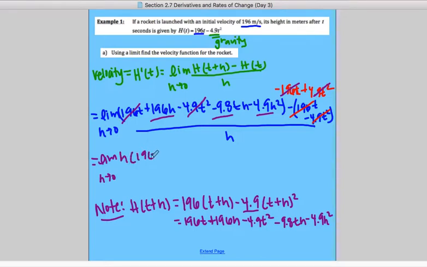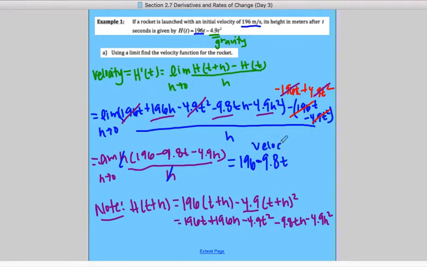So I have 196 minus 9.8t minus 4.9h all over h. Those h's will cancel. And now, since I've canceled out that h, I can plug in 0 for h. And what I am left with is 196 minus 9.8t. This is our equation to represent our velocity, which is also our derivative of h of t. So there's our velocity equation. Okay, so that is our answer for part A.